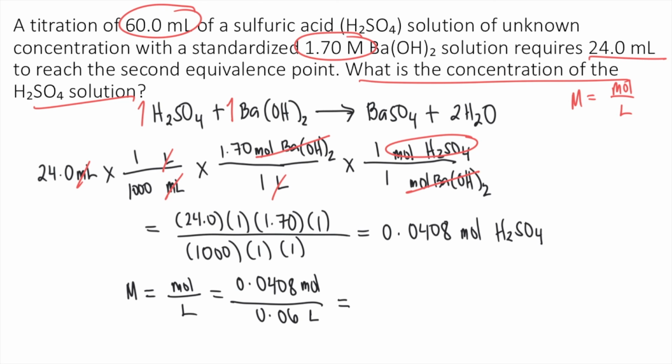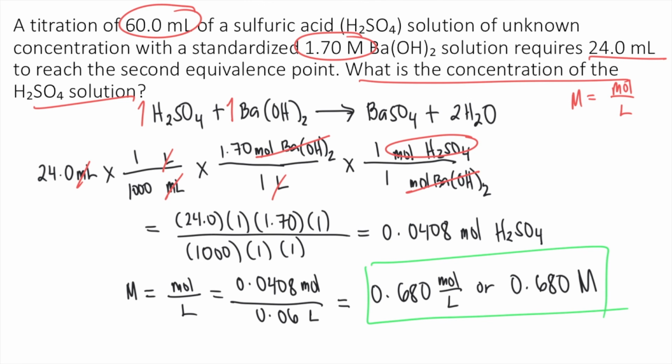So 0.0408 divided by 0.06 liters, the concentration is 0.680, and that's in moles per liter, or you can express your answer as 0.680 capital M, or molar. And this is the answer to the question.